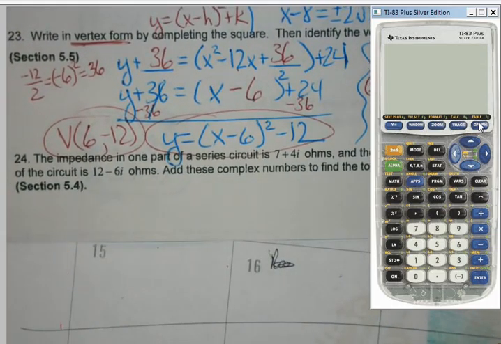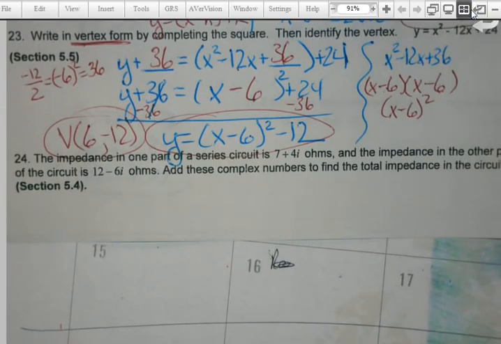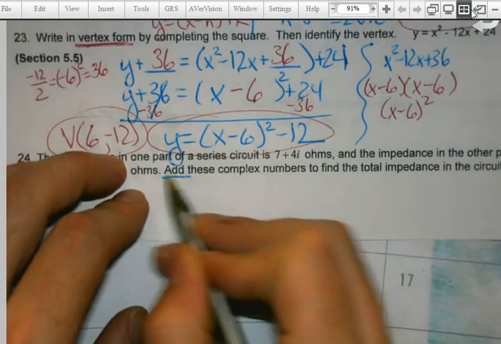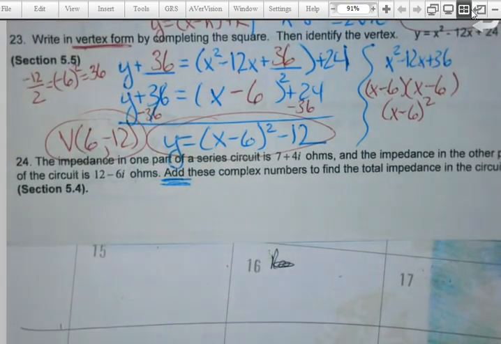The impedance in one part of a series circuit is 7 plus 4i ohms. So there we go. Now we're a little better. And the impedance on the other part of the circuit is 12 minus 6i. Add these complex numbers to find the total impedance.